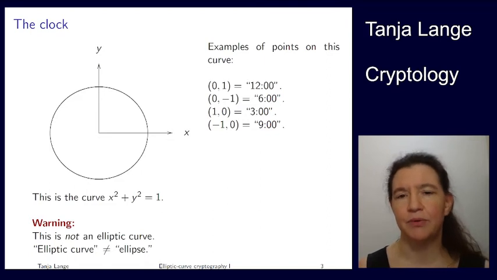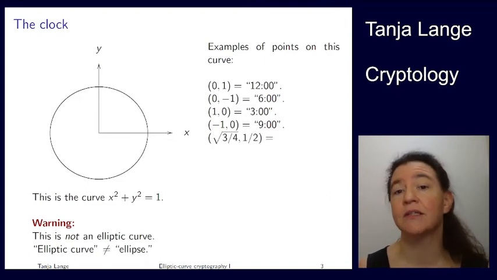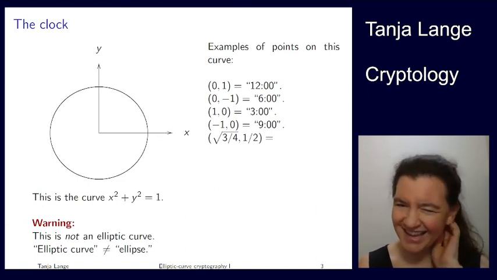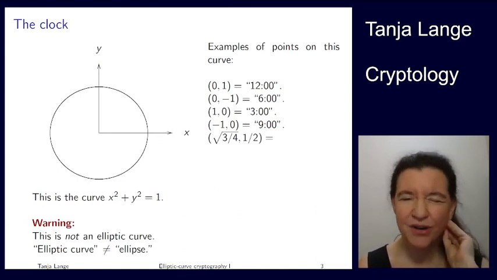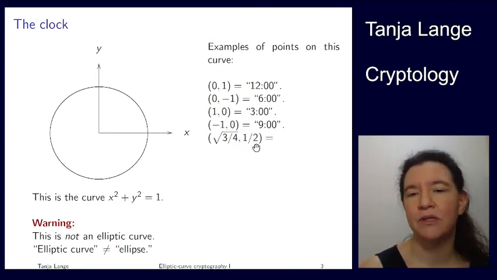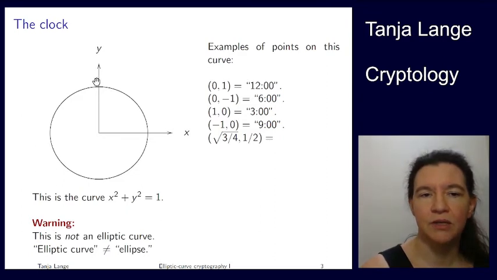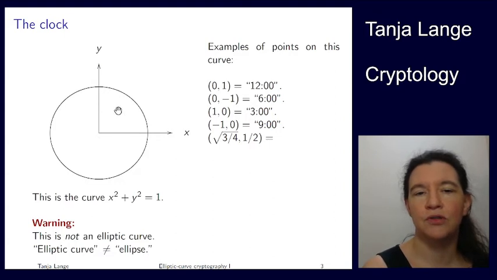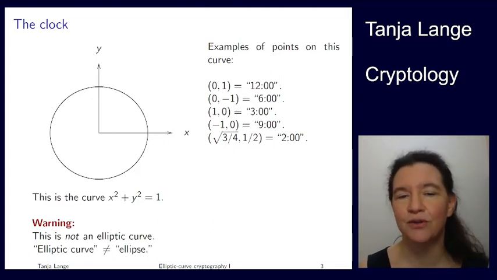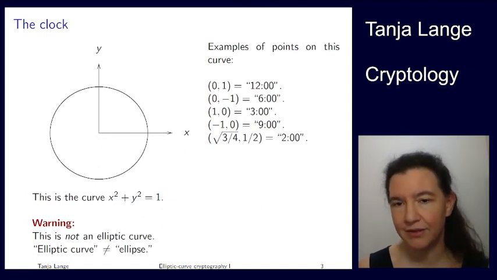There are some more complicated points. So what time is it when it is (square root of 3/4, 1/2)? That's not what you learned in kindergarten, but you know this time. So the 1/2 over here gives it away. It says that the y-coordinate is 1/2. So when you go in the y-coordinate halfway up, so that's about here, and then you go over to where you hit the circle. Ah, okay. So that point we actually know as 2 o'clock. And you can verify that this is on the curve, and you can also verify that this really gives the 2 o'clock point that you know and love.